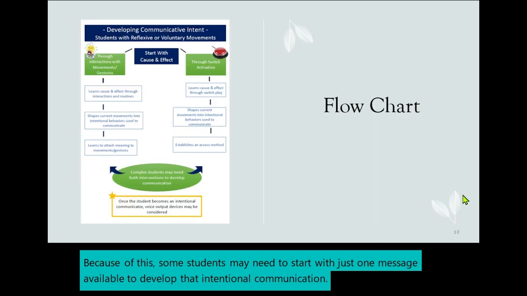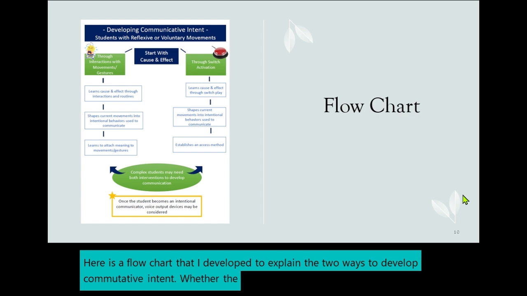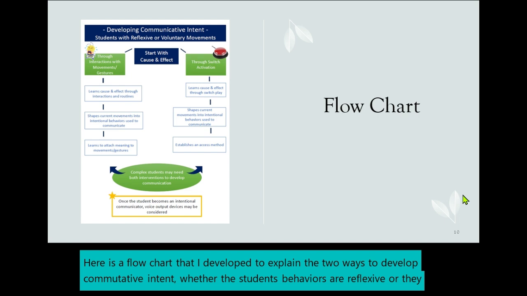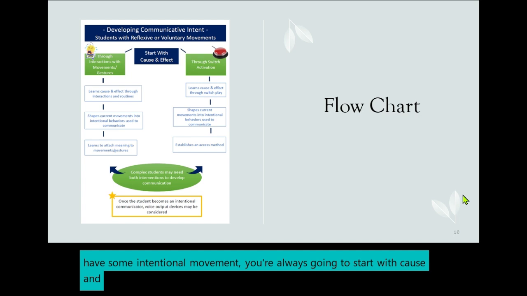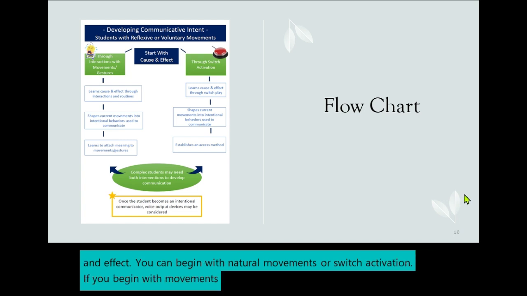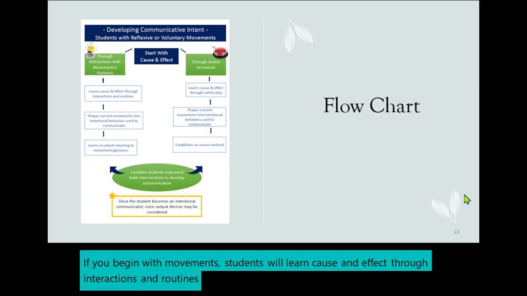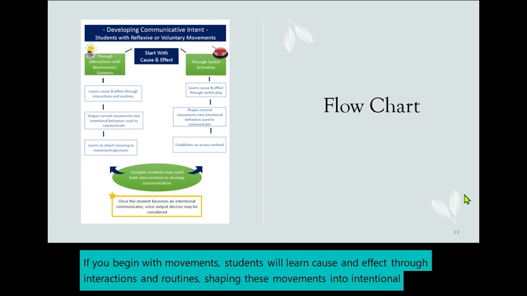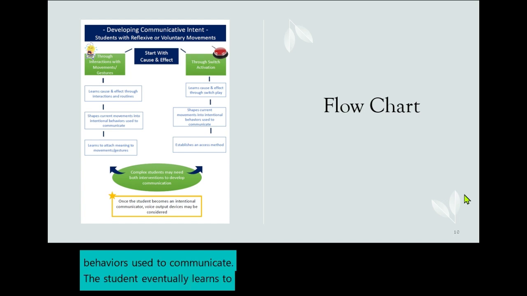Here is a flowchart that I developed to explain the two ways to develop communicative intent, whether the student's behaviors are reflexive or they have some intentional movement. You're always going to start with cause and effect. You can begin with natural movements or switch activation. If you begin with movements, students will learn cause and effect through interactions and routines, shaping these movements into intentional behaviors used to communicate. The student eventually learns to attach meaning to the movement.